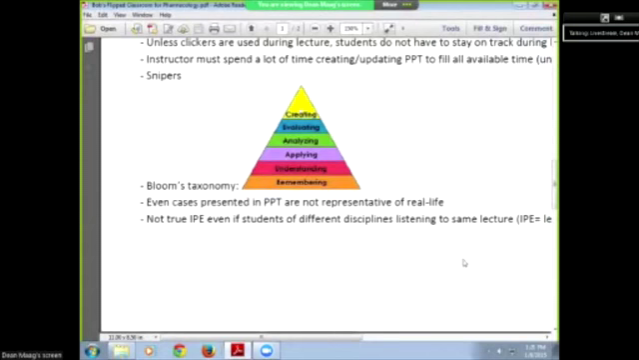And very important at AT Still is IPE. It's not IPE to put students from different disciplines into Saguaro and have a teacher teach them something. IPE is learning with, from, and about other disciplines. It's not learning with other disciplines sitting in Saguaro. That's not IPE. It's learning from and about other disciplines. It's a good start to put them together.